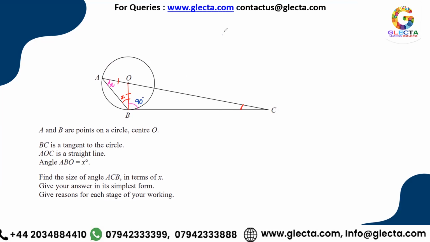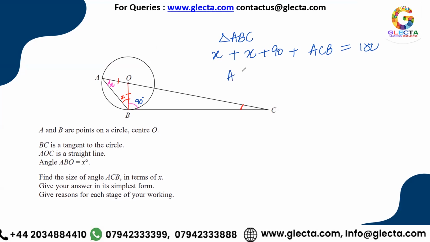Now, do you see this triangle ABC? All the angles add up to 180 degrees, right? So we have this angle A, which is x, angle B, which is x plus 90. And then we have to work out angle ACB. The total equals 180 degrees.